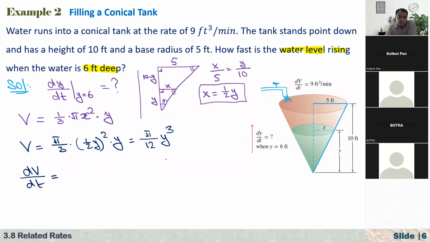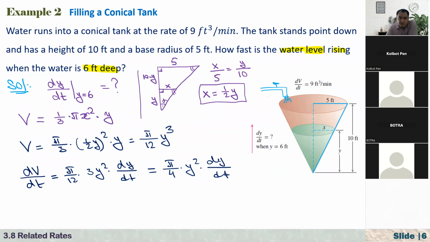By, again, using the chain rule, right? Our function is a function of y, and y is a function of t. So pi over 12 is just a constant number. Differentiate y cubed. First with respect to y, that is 3y squared. Now I have to differentiate y with respect to t. So here we have dy/dt, and that's it. Or if I just simplify this further, the 3s cancel each other. So here we have pi over 4 times y squared times dy/dt, right?